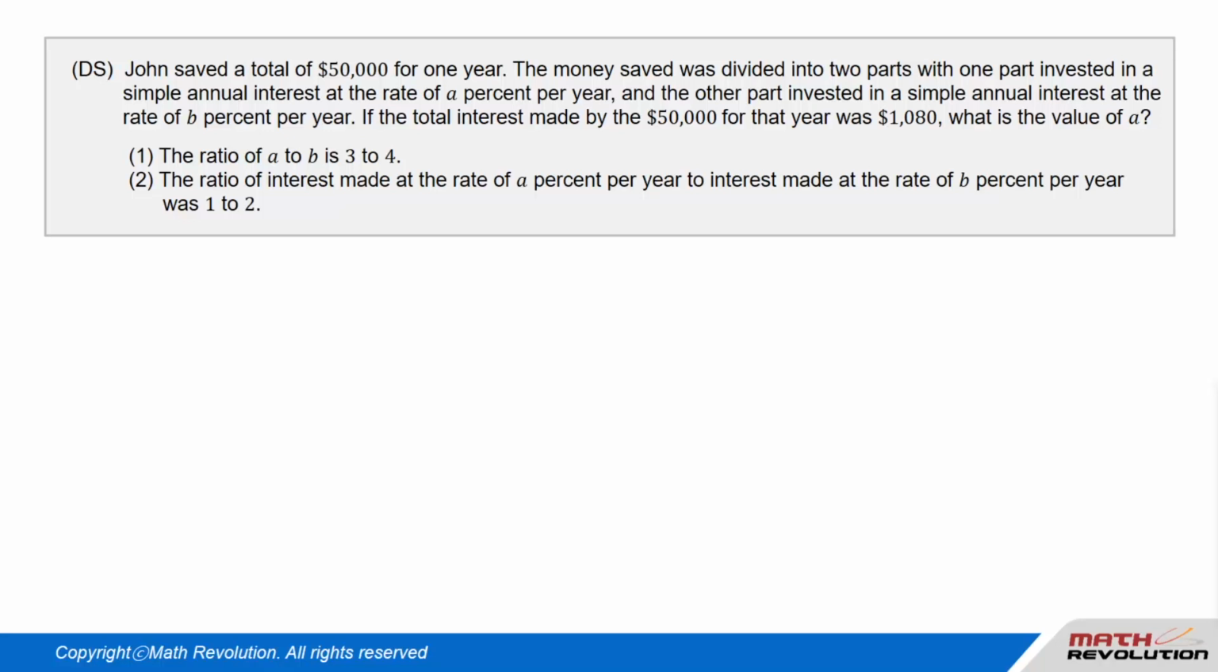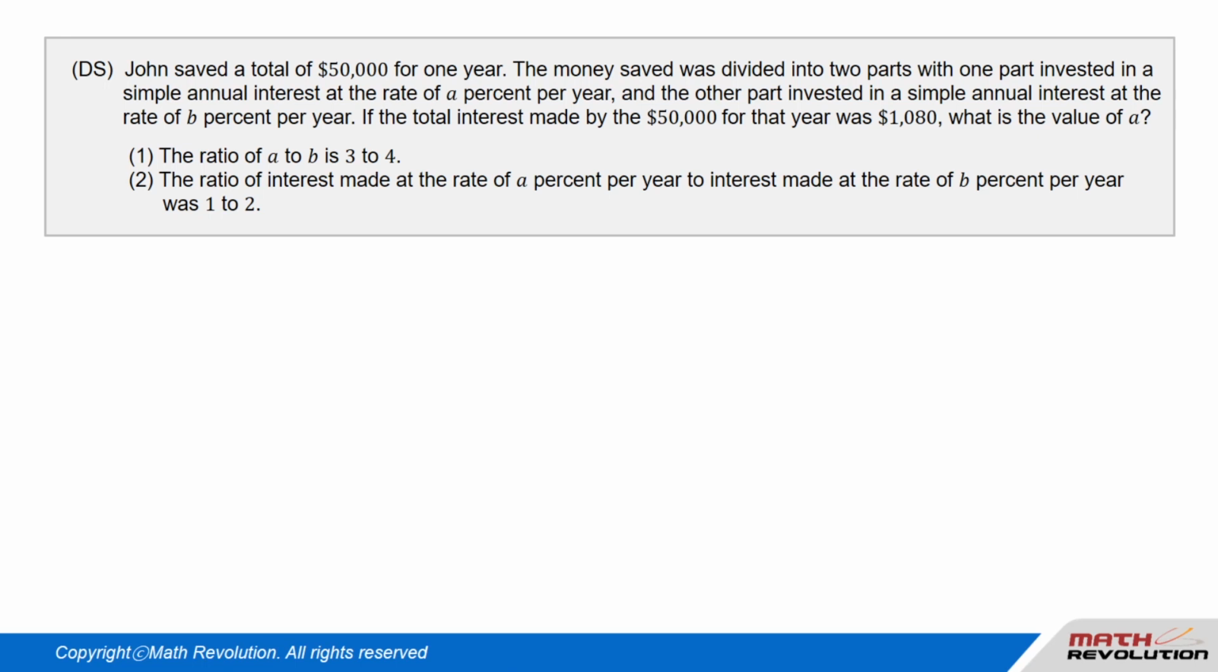Question. DS. John saved a total of $50,000 for 1 year. The money saved was divided into two parts, with one part invested in a simple annual interest at the rate of A% per year, and the other part invested in a simple annual interest at the rate of B% per year. If the total interest made by the $50,000 for that year was $1,080, what is the value of A?